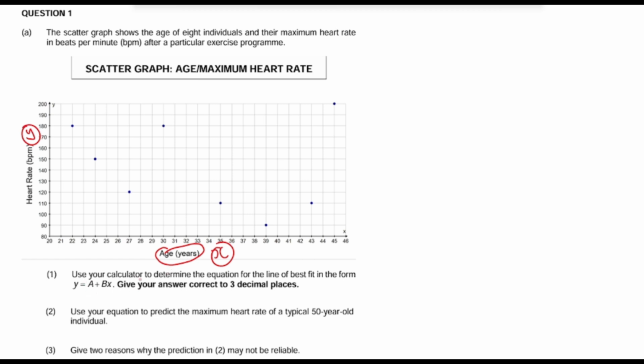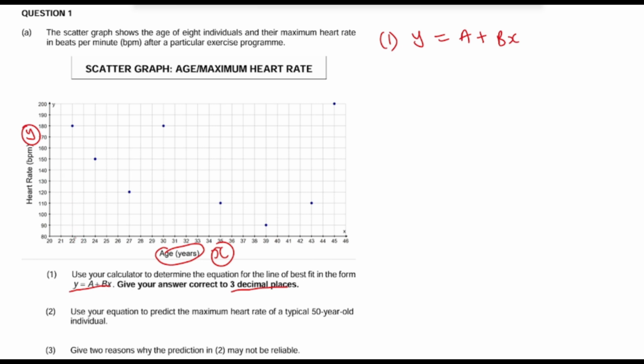It says use your calculator to determine the equation of the line of best fit in the form y is equal to a plus bx. Give your answer correct to 3 decimal places. So we're doing 1a1. We want to find the equation of the line of best fit, y is equal to a plus bx. We're using our calculator here, so we need to put our x values and y values into the calculator. Let's just see what our x and y values are.